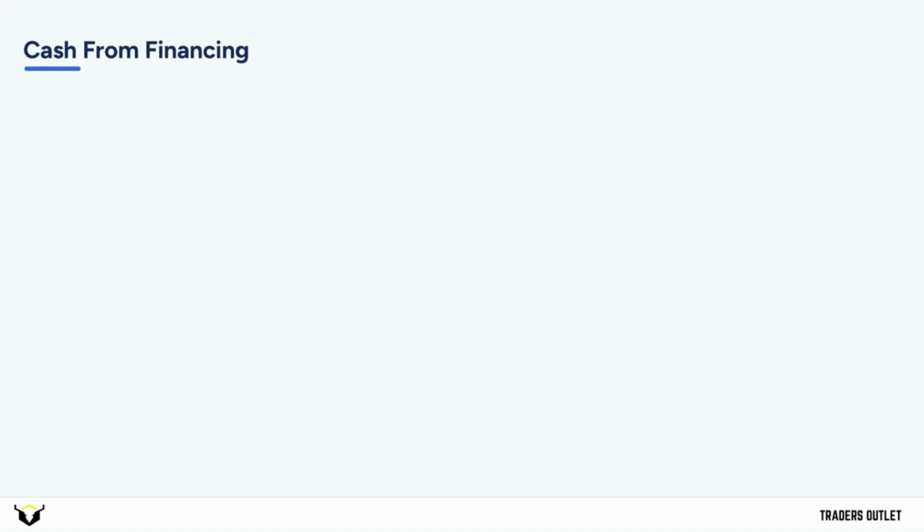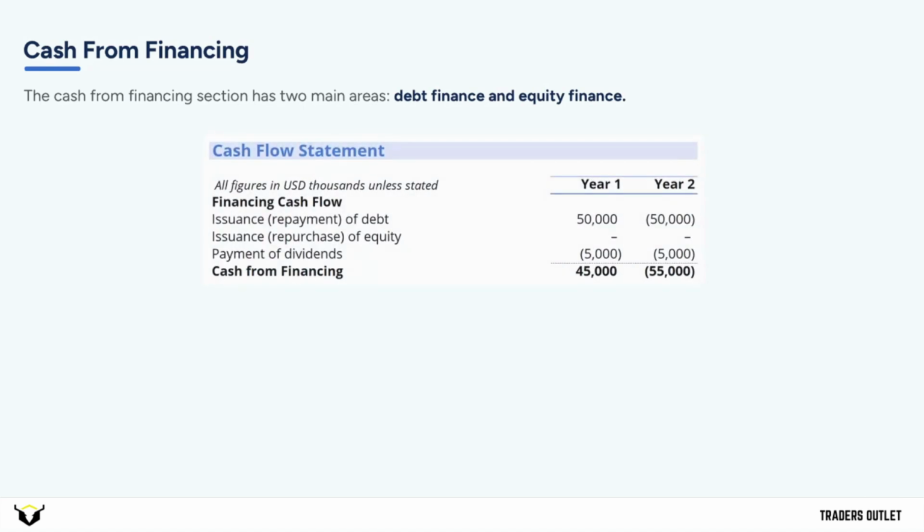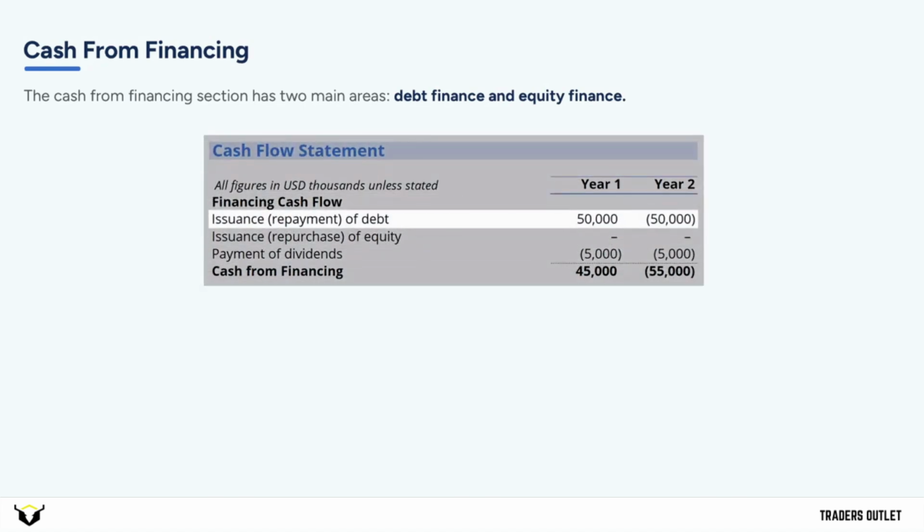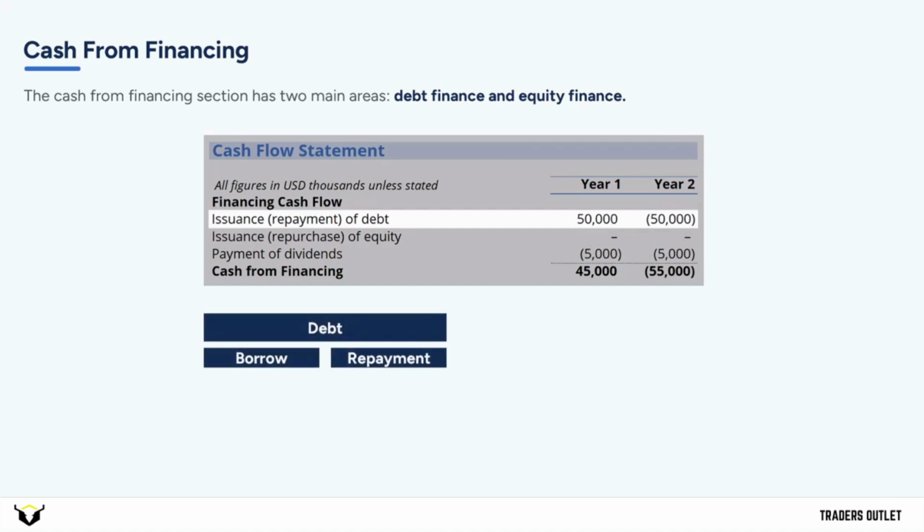The final section of the cash flow statement deals with the changes related to how management finances the business. This includes typically two main areas of finance: debt finance and equity finance. Let's start with debt finance. On the debt side, cash is going to increase whenever a company borrows money, and cash is going to decrease as that loan or debt is repaid.